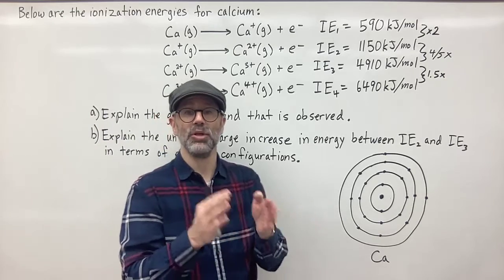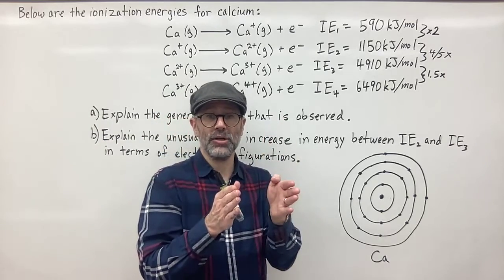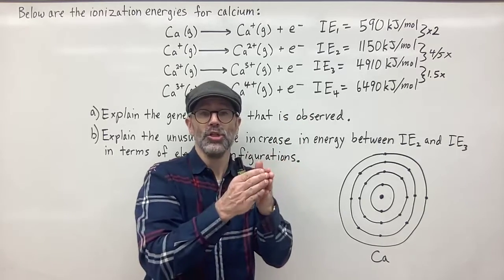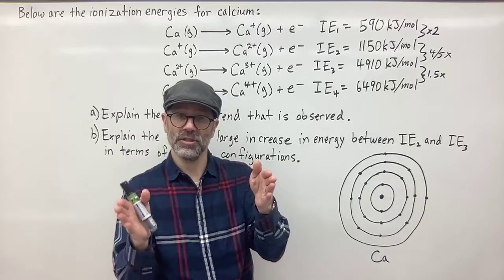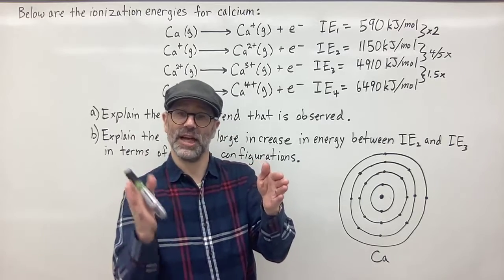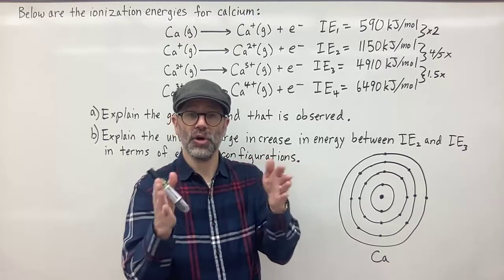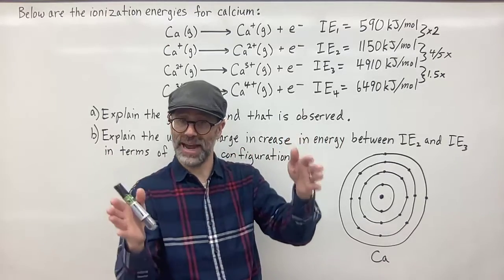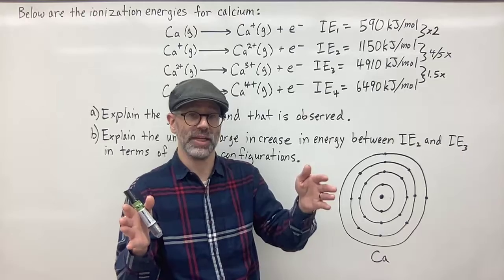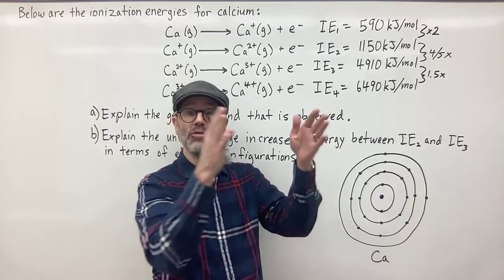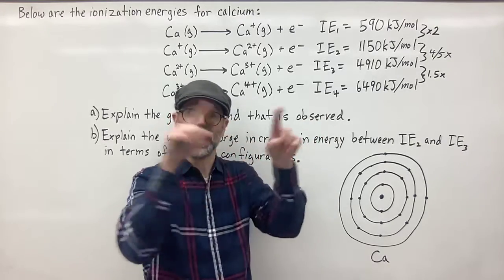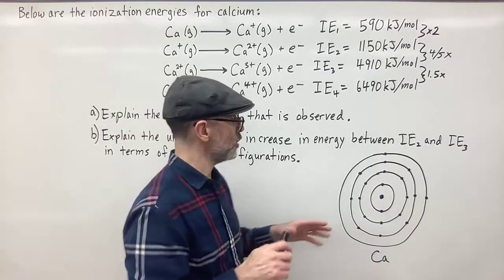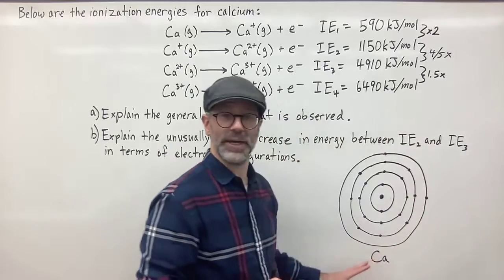So anytime you jump from your last electron in one energy level to your first electron in the next energy level below, there's always going to be a relatively much larger gap in the energy needed to remove the electron than compared to removing electrons that are in the same shell, right? So I hope that makes sense. So that is how we explain it using the Bohr model.